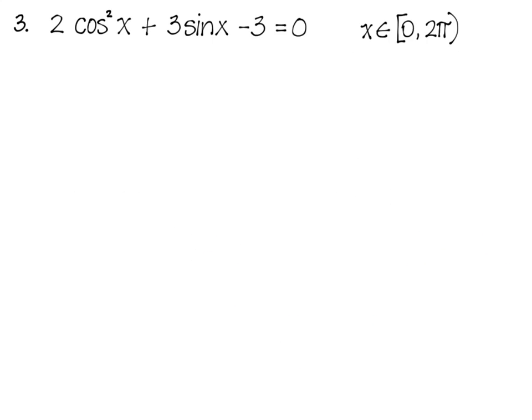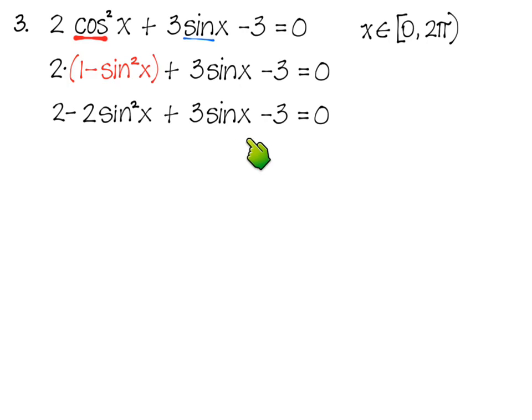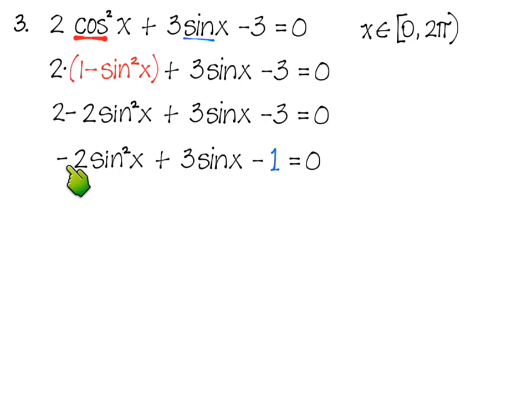Equation number 3. Now here we have cosine squared and just sine. Now it kind of looks like a polynomial, except that we've got 2 different functions. We can't have that. So we look at the 2 different functions, cosine squared and just sine. We can't change the sine into cosines, but we can change cosine squared into something with sines, and that is 1 minus sine squared. We distribute the 2. Now we have a 2 here and a -3, so we need to collect like terms. I don't like having a leading term negative, so we're going to multiply the whole equation by -1.